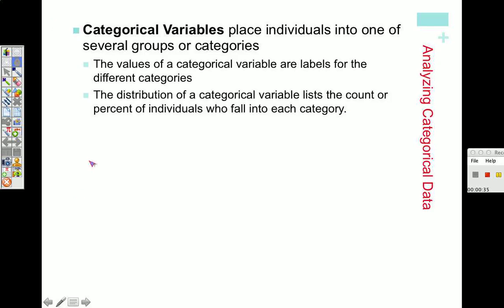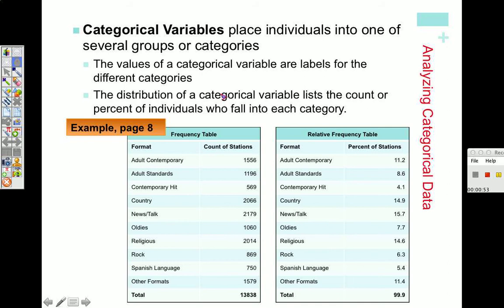So categorical variables place individuals into one of several groups or categories. They're categories, they're not numerical. And what we look at is the values for our variable are the labels for the categories. So we can make a frequency table, which you see here, or a relative frequency table, which is here. The frequency table shows us counts of things. The relative frequency table shows us percents of the whole.